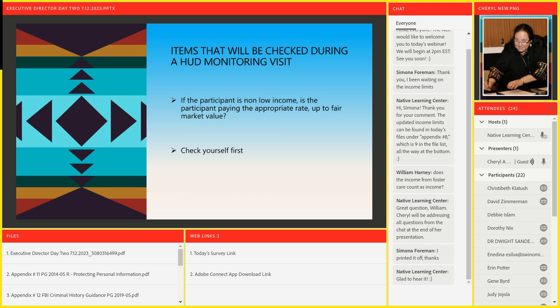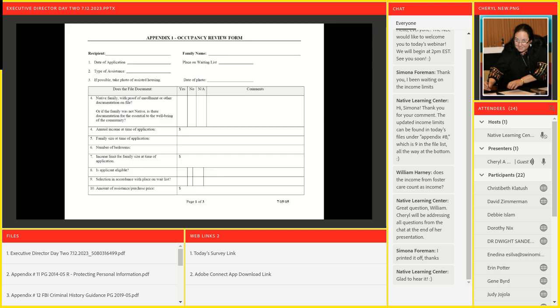So what is HUD going to check when they come in? If that participant is non-low income, are they paying up to the appropriate rate, up to fair market value? That's what they're going to look at. Check yourself first so you don't get a finding. So in the appendix items, there's monitoring things. Use the monitoring forms to check yourself before HUD comes in or the auditor.